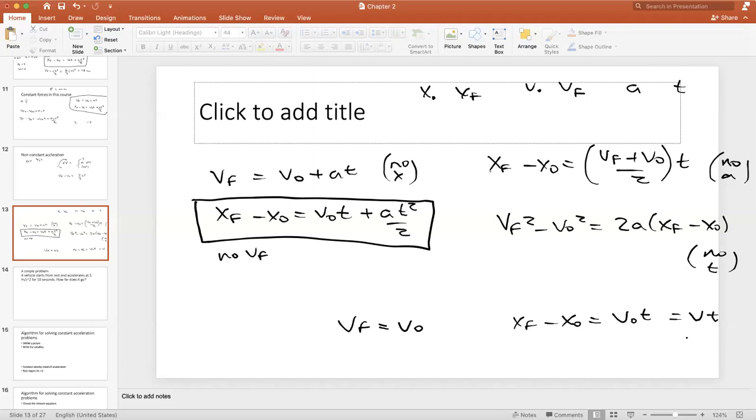We can just call this vt, where v is v naught or v final, since they're always constant. And if a is 0, this says that v final squared is equal to v initial squared. So there would be a sign. Technically, this would be plus or minus v initial, but we'll assume it's positive.